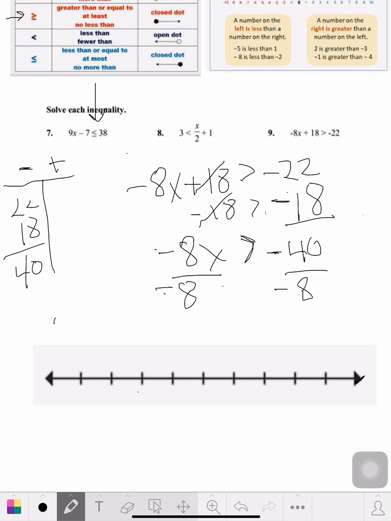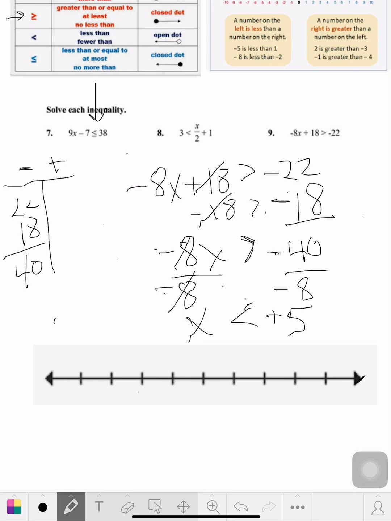Okay, you flip it. So that means the answer is going to be this way. So we come down with x, because these two cross each other out. And now a negative divided by a negative, okay, is going to be a positive, okay? A negative times a negative is a positive. A negative divided by a negative is a positive. So negative 40 divided by negative 8 is going to be positive 5. And that's it. That says x is less than positive 5, okay?